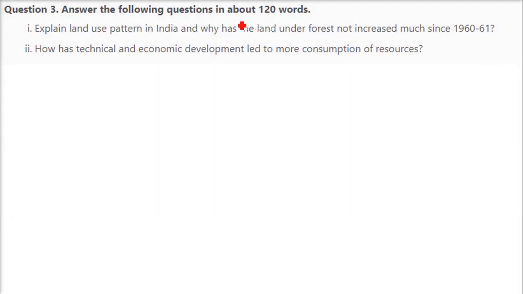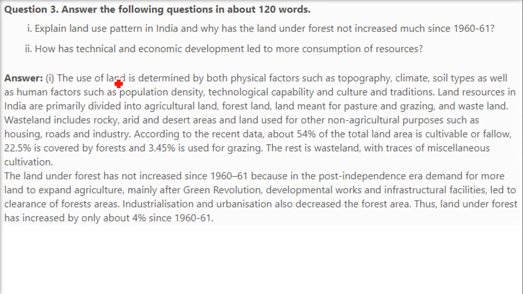Answer the following question in about 120 words. Explain the land pattern used in India and why the land under forest has not increased much since 1960-61. The use of land is determined both by physical factors like the topography, the climate, the soil type, mitti, as well as human factors: the population density, technological capability, skill of the people, culture and traditions.